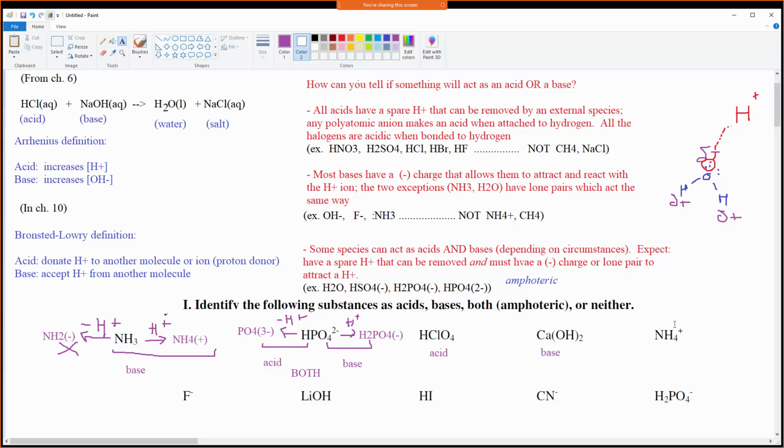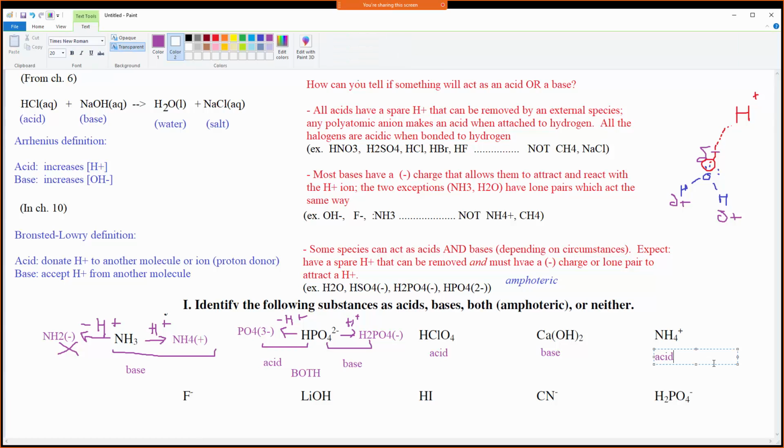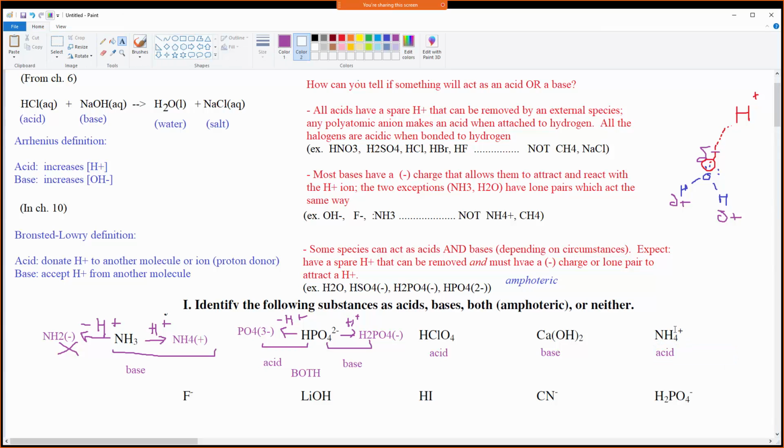Good. What about the NH4 plus? Acid. Right, it's got hydrogen. It could remove it to make a neutral species, and a positive charge is never going to attract another positive charge. Okay, good. Excellent. Do you guys feel pretty good about these? Okay. Let's move on to the next step, because it'll help, I think, solidify this.